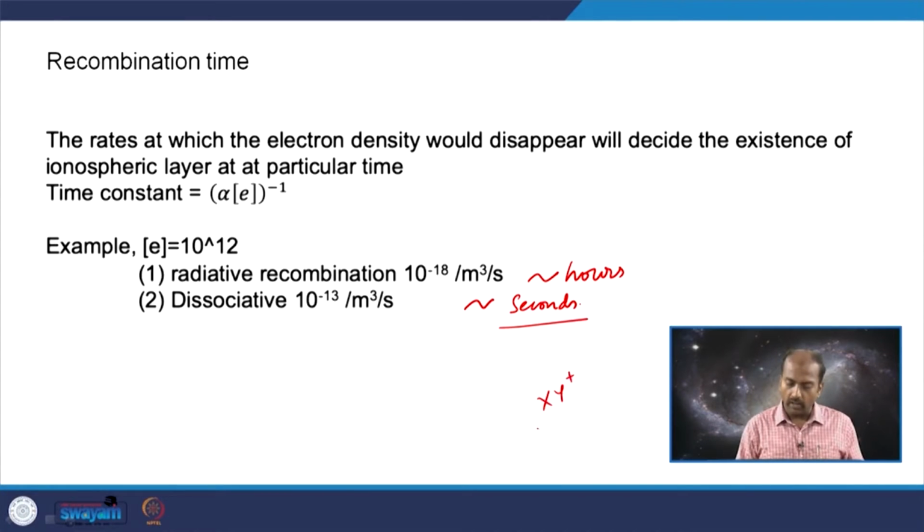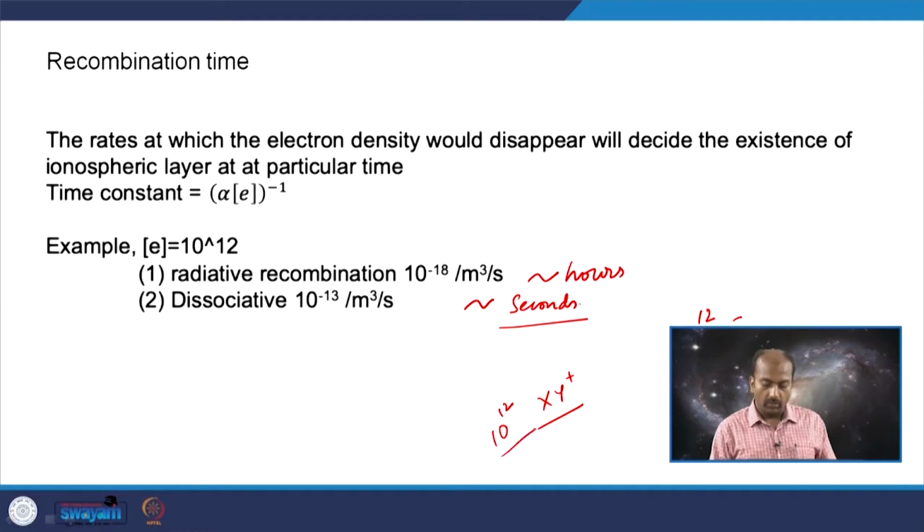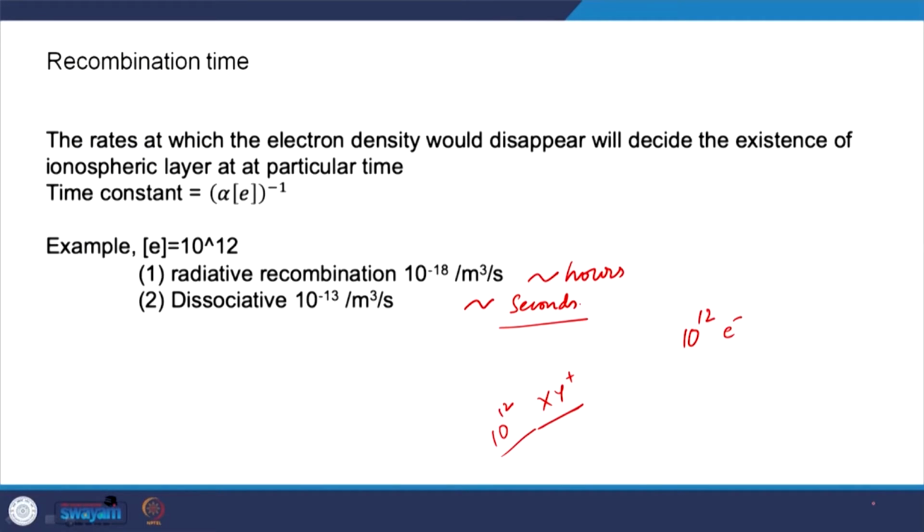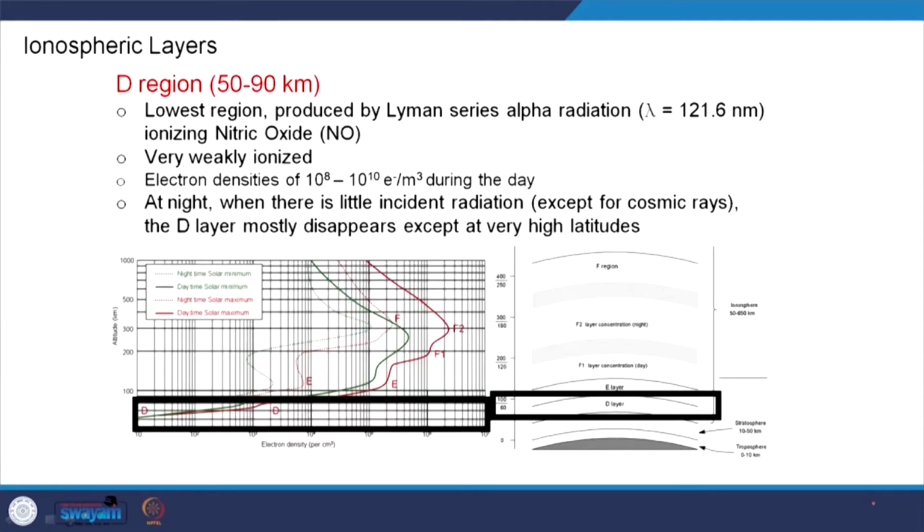So, it is not mandatory that if 10 to the power of 12 electrons are available, 10 to the power of 12 ions in terms of molecular, let us say XY plus configuration, are also available. Depending on the number of available molecular ions and the number of available atomic ions, some process will take place which is not so effective for the complete disappearance of the electron density in the ionosphere during the night time. Right. So, now we will try to look at the various ionospheric layers in full detail.